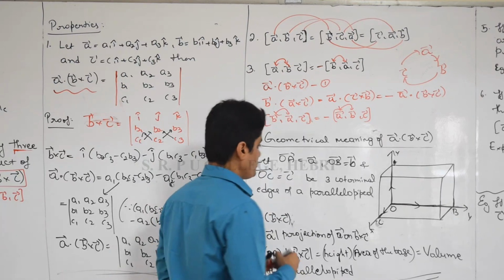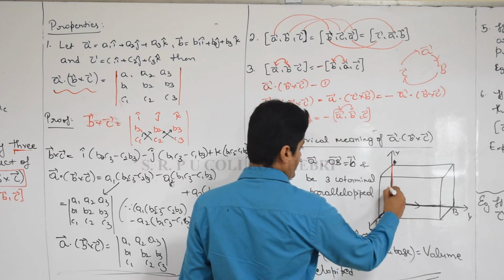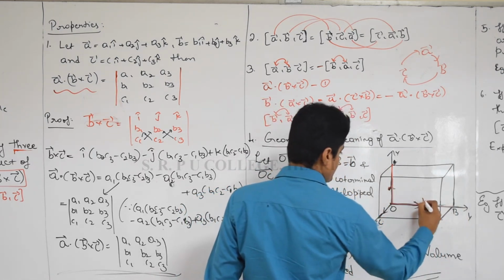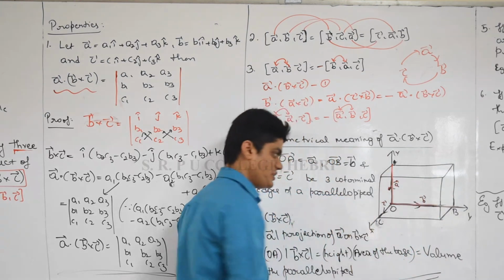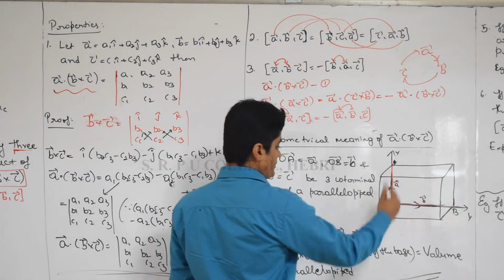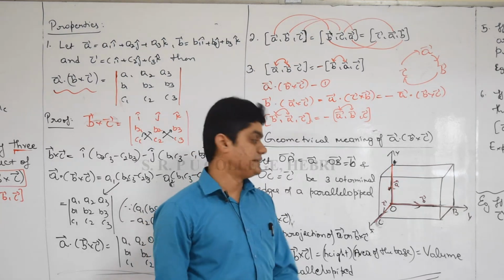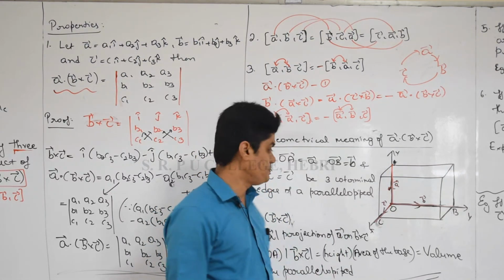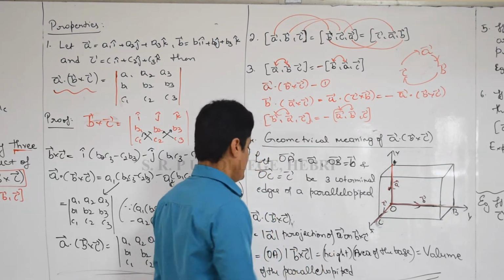Let OA is equal to vector A, OB is equal to vector B, this is vector B, this is vector A, and this is vector C. Interchange is okay, nothing to worry. These are the three co-terminal edges, the ones marked in red are called the co-terminal edges of the parallelepiped. You can read it however you like, parallelepiped. Parallelepiped means the 3-dimensional picture of a parallelogram.